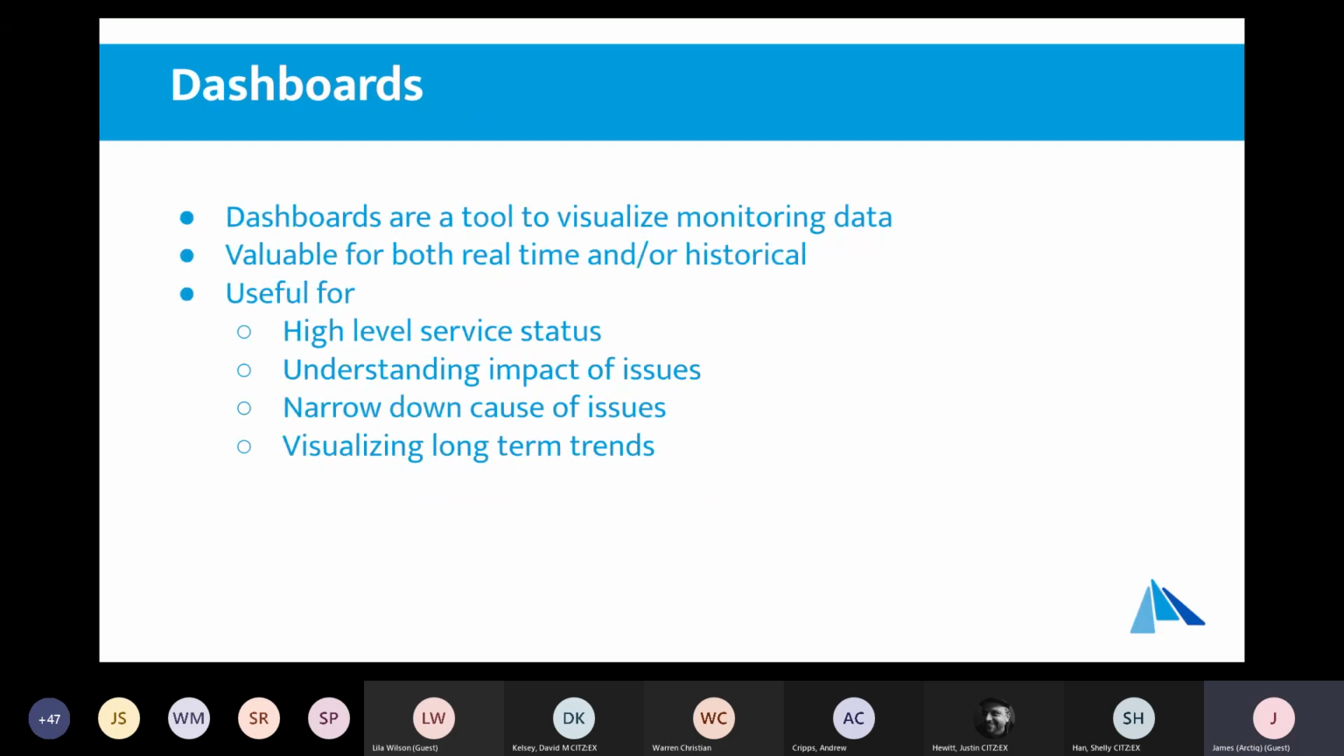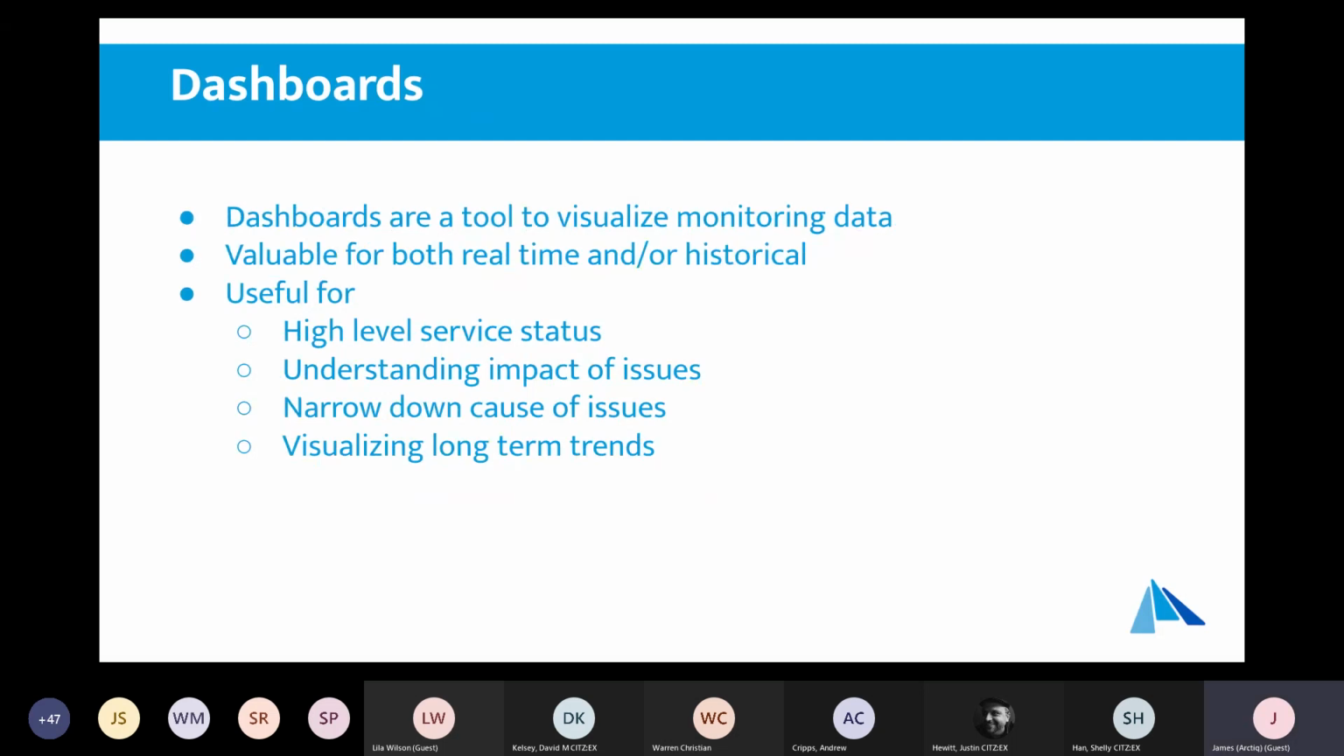Dashboards are a tool to visualize monitoring data. So that's graphs, tables, traffic lights, that sort of thing. They're useful for getting a view of the real-time status of the system and understanding the impact of issues as they occur. And they can also help with pinpointing where the cause of an issue might lie. You can look at them with live data. You can look at them to visualize long-term trends.